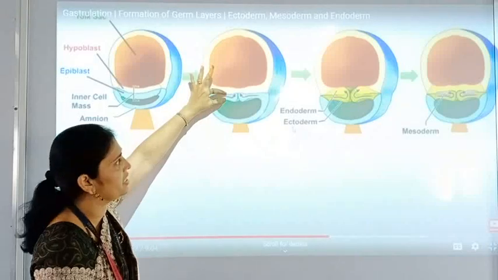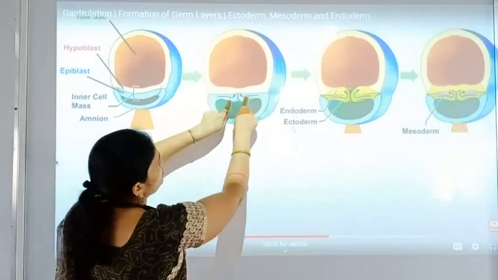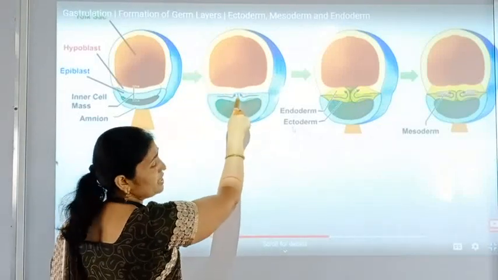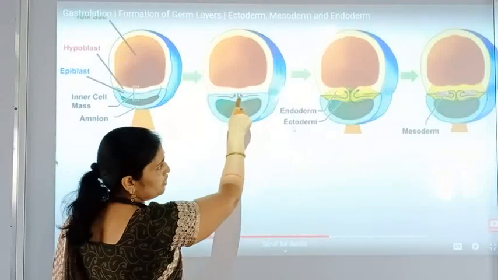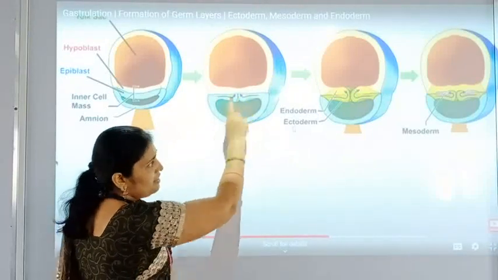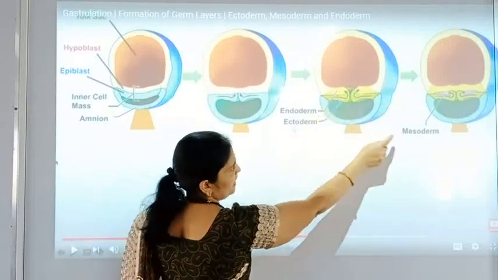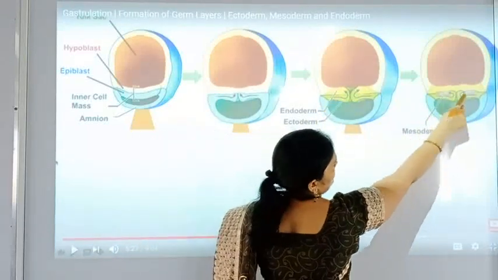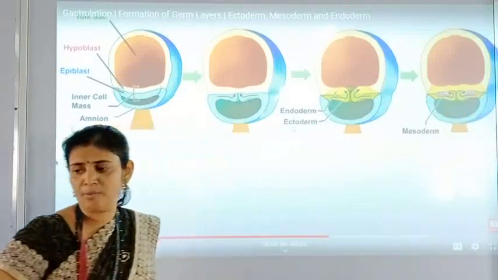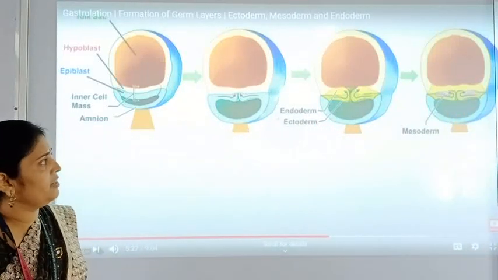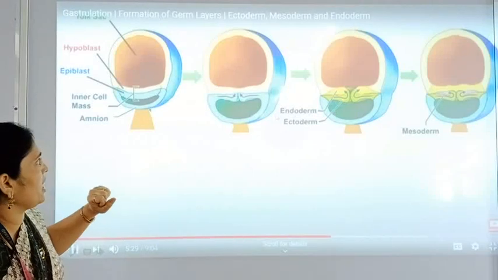Two layers are formed here, and again these two layers show a primitive streak like structure, and due to this primitive streak another layer is formed here. You can see this is the ectoderm and this is the endoderm, and in between that this pink colored structure, the mesoderm, is formed. So how it is formed, that you have to see in this diagram.